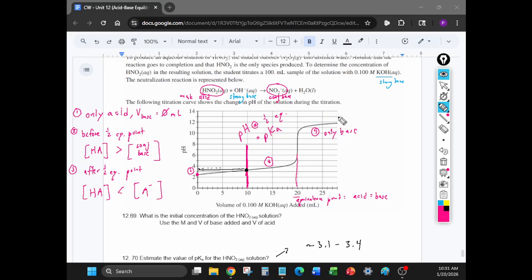Okay, so the big thing here is to note before halfway equivalence point, you have more acid than conjugate base, but after halfway equivalence point, you have more conjugate base than you have your acid. And so that's how we can answer 1270. The pKa of this weak acid solution based on this graph is going to be somewhere between 3.1 to 3.4.